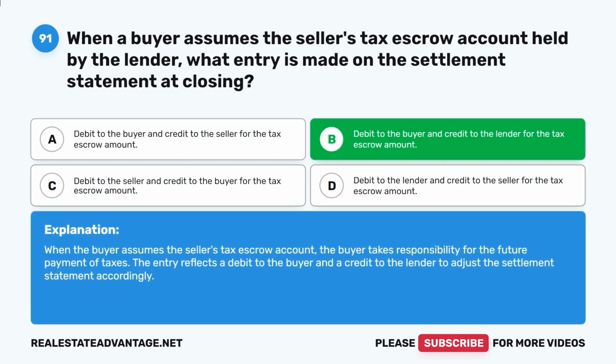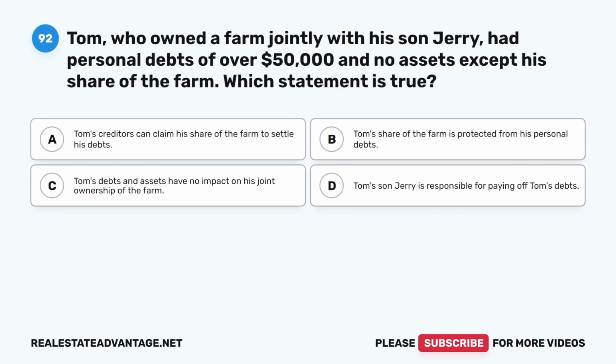When the buyer assumes the seller's tax escrow account, the buyer takes responsibility for the future payment of taxes. The entry reflects a debit to the buyer and a credit to the lender to adjust the settlement statement accordingly. Question 92. Tom, who owned a farm jointly with his son Jerry, had personal debts of over $50,000 and no assets except his share of the farm.